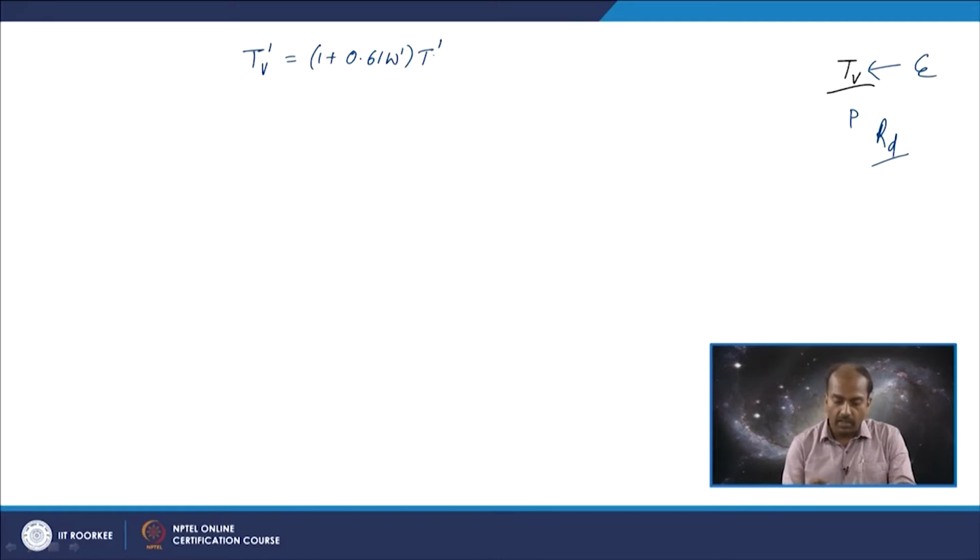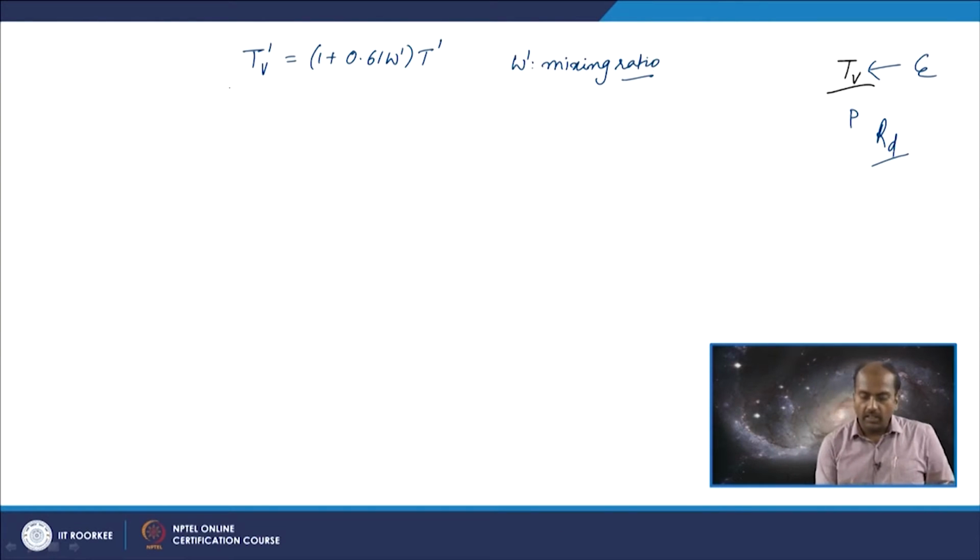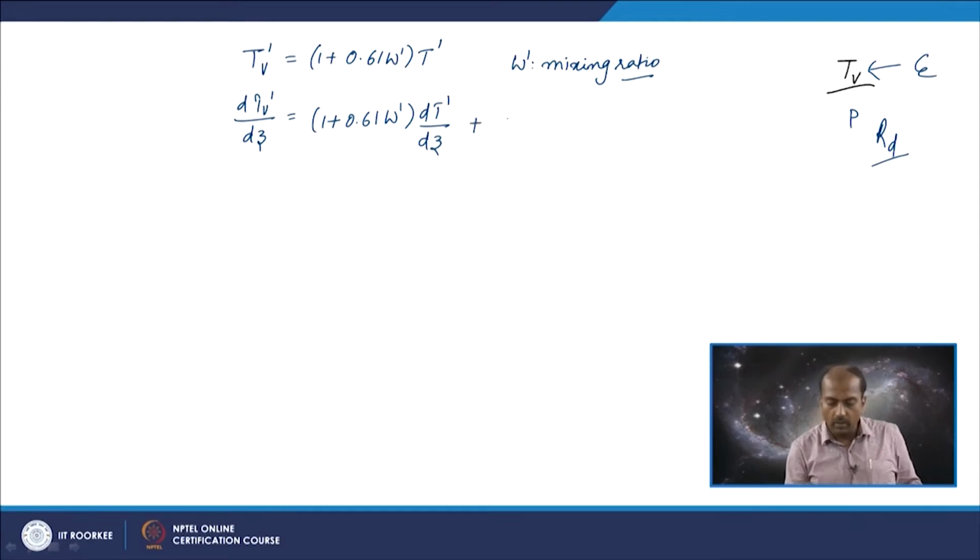T prime is the temperature as it is, and W prime is the mixing ratio, right. So, let us take a derivative with respect to height. dTv prime divided by dz is simply 1 plus 0.61 W prime dT prime by dz, right. It should also be written with another term, 0.61 T prime dW by dz.